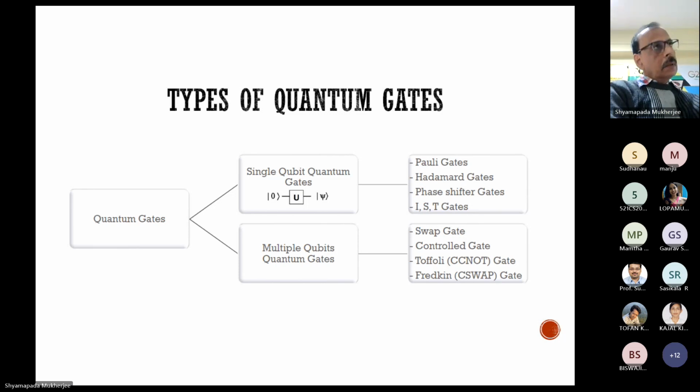Similarly, here also I have 1 qubit gate or 2 qubit gate. I have a 3 qubit gate. So types of quantum gates can be single qubit quantum gates, like how it is represented, just you see, and can be multiple qubit gates. And what are the examples of 1 qubit gate? You have an example in classical computation: your NOT gate, no?